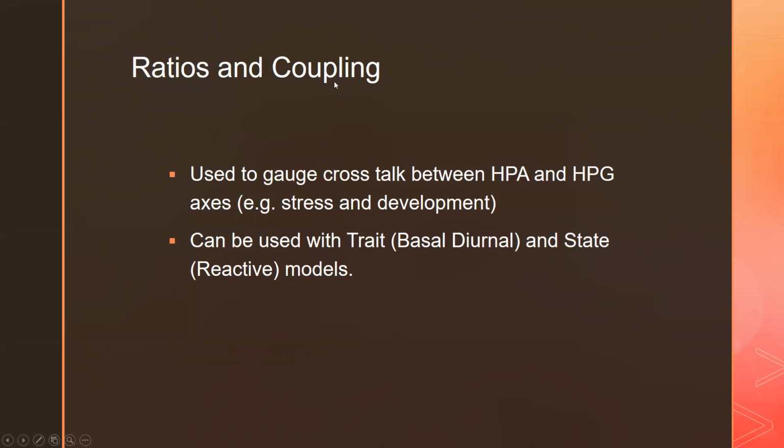So for the most part, if you're looking at ratios and coupling, and what that means, if you're looking at the relationship between stress and development, you can do that with both diurnal and state models. So you can use reactive models. And I mentioned this because I've spoken to people who only seem to think that you can get this crosstalk between the HPA and HPG axes if you're looking at diurnal models, and that's not true. You can definitely look at ratios and coupling models just by using trait data and reactive models as well.